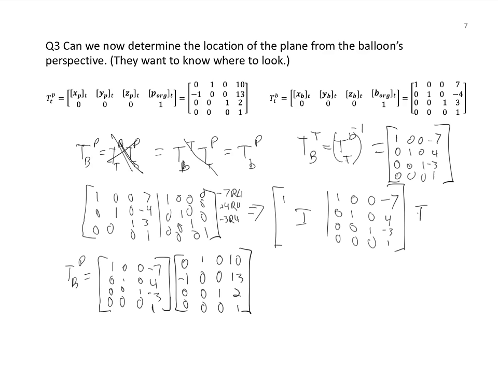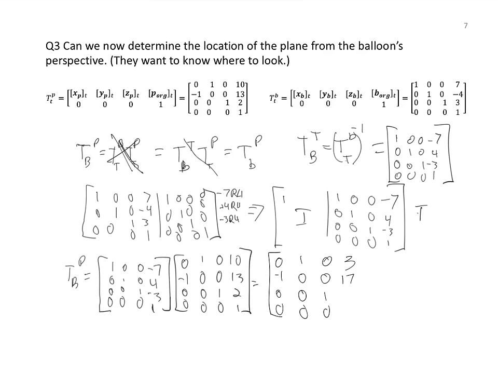Okay, so let's multiply those two together so we can have a combined transform. And what will we get? We will get 0, negative 1, 0, 0. And our next one will be 1, 0, 0, 0. Third one, 0, 0, 1, 0. And our last one is where things start to get ever so slightly more interesting here. And what do we have? We have 10 minus 7 is 3. We have 13 plus 4 is 17.